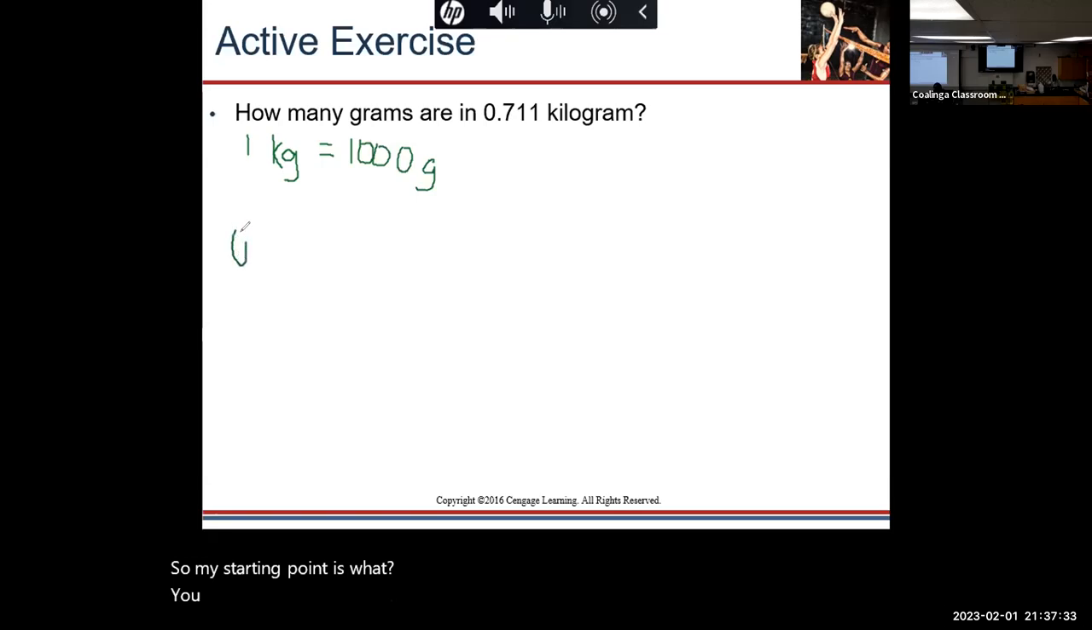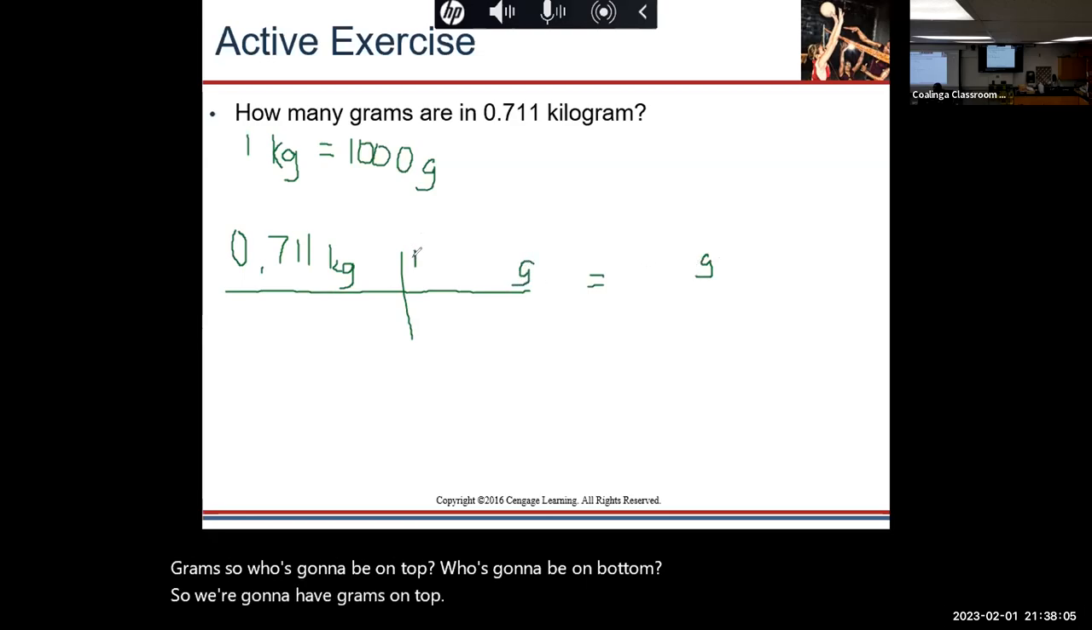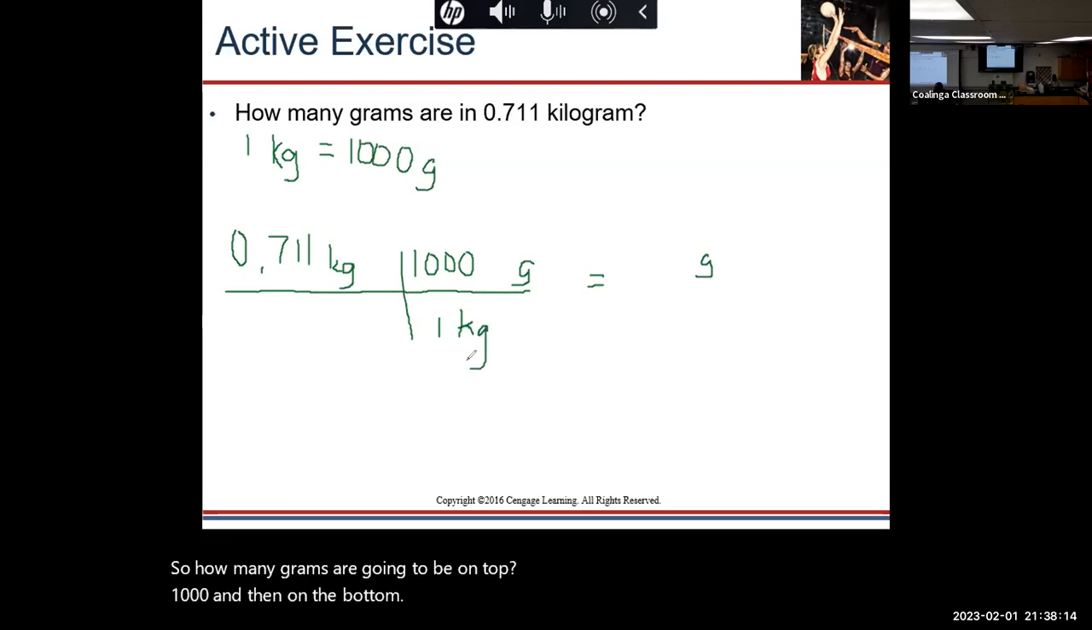You guys are struggling, I see it. We're almost there. What's my starting point? And don't all you guys yell. What's my given? 0.711, and the units are kg. Okay? And I want to end up with grams. So who's going to be on top? Who's going to be on bottom? So we're going to have grams on top. So how many grams are going to be on top? 1,000. And then on the bottom? Okay. Multiply across.